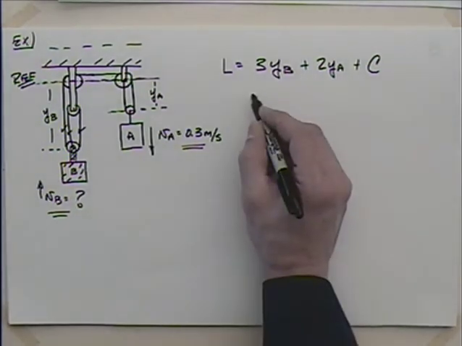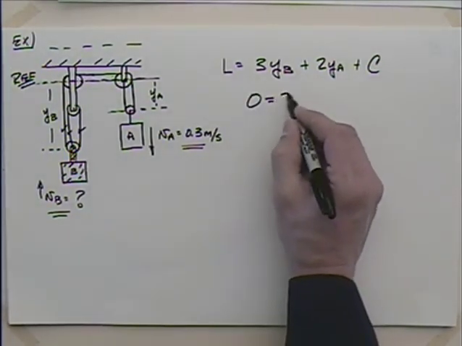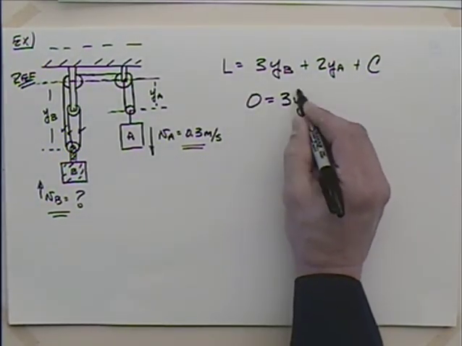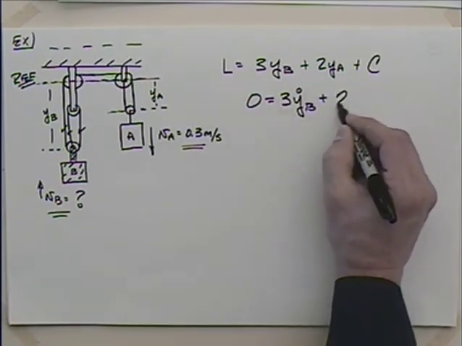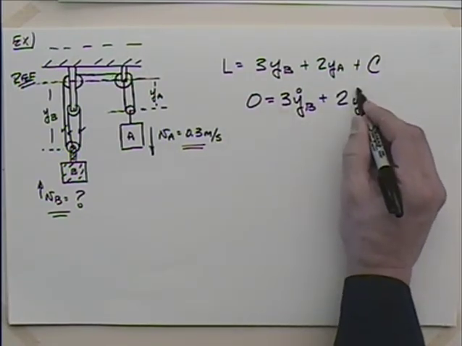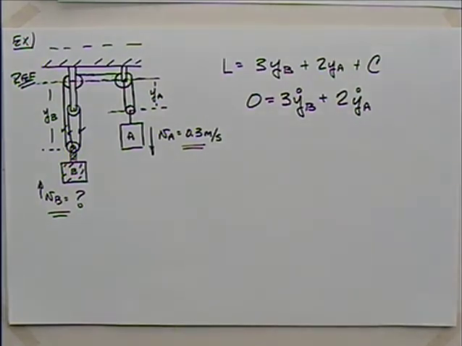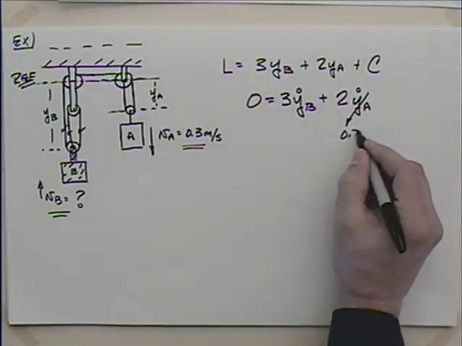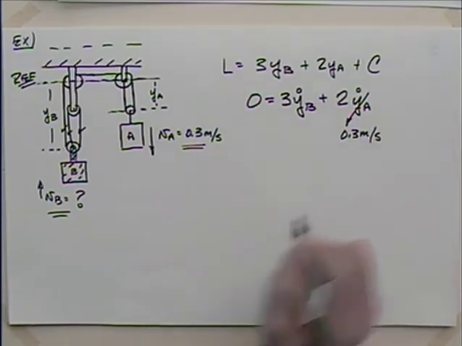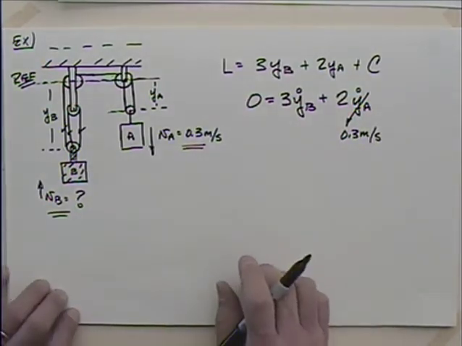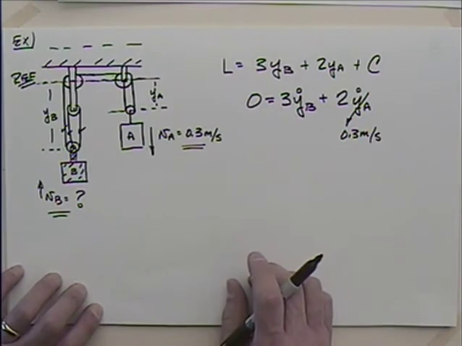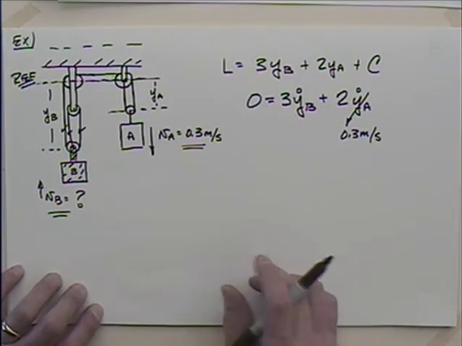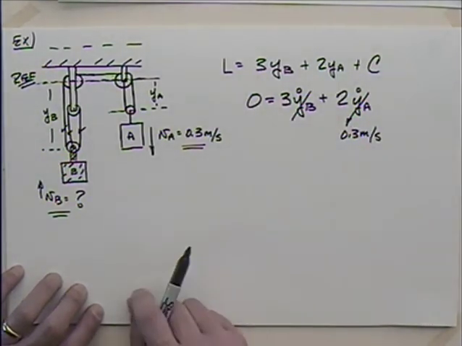When I differentiate this, I come up with 0 is equal to 3 y sub b dot plus 2 y sub a dot. Do we know what y sub a dot is? Yeah, 0.3 meters per second, right? So what's y sub b dot? What's this thing?